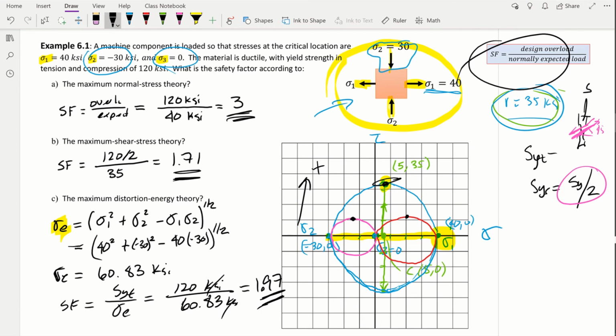Where's my marker? Oh, come on. This thing froze. No.